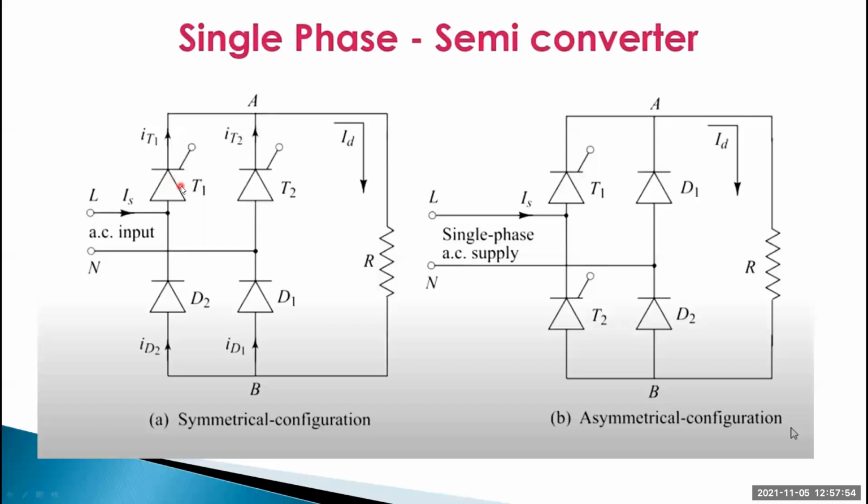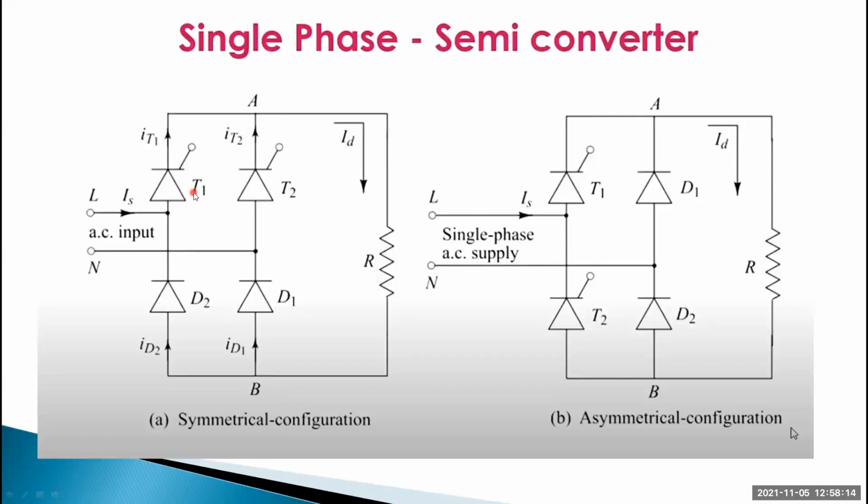Even if it is forward biased, only when we give the triggering pulse will it be turned on. A thyristor is a controlled device. But a diode is an uncontrolled device, so triggering is not required. When it is forward biased, it will turn on automatically. But a thyristor is not turned on without giving the triggering pulse.